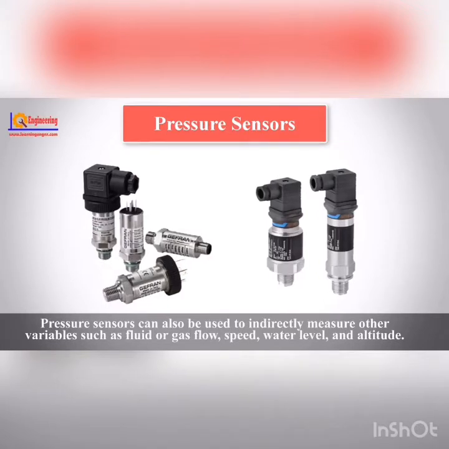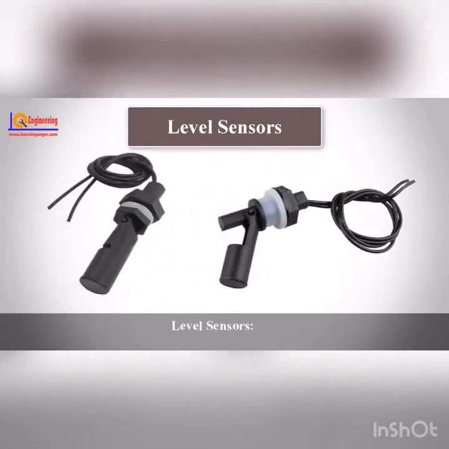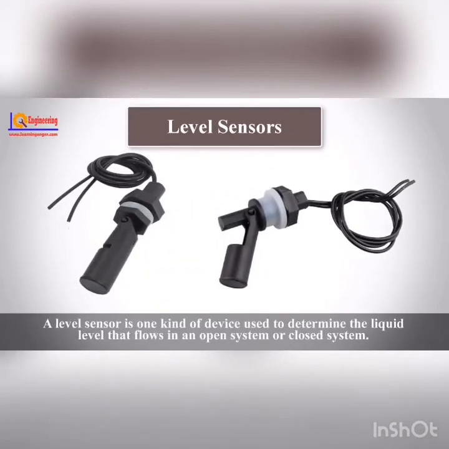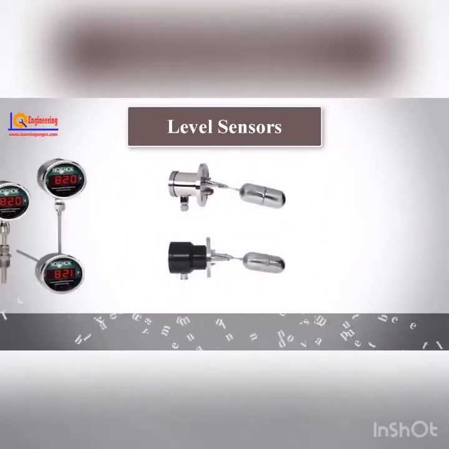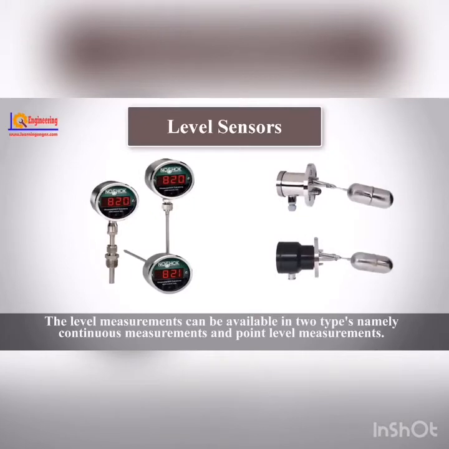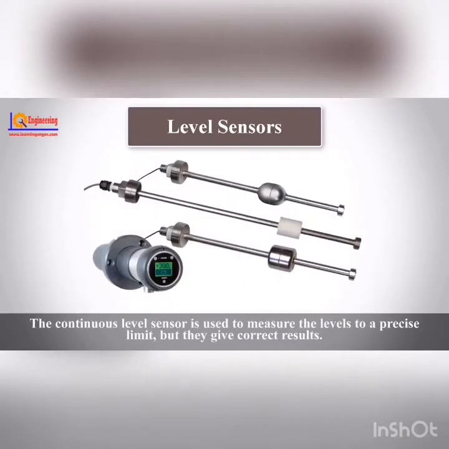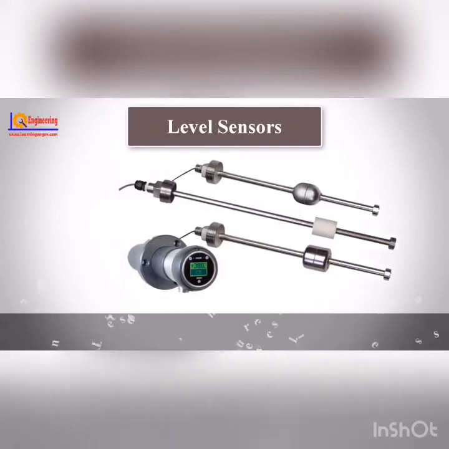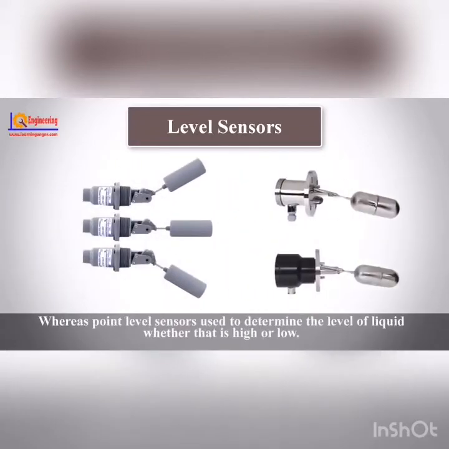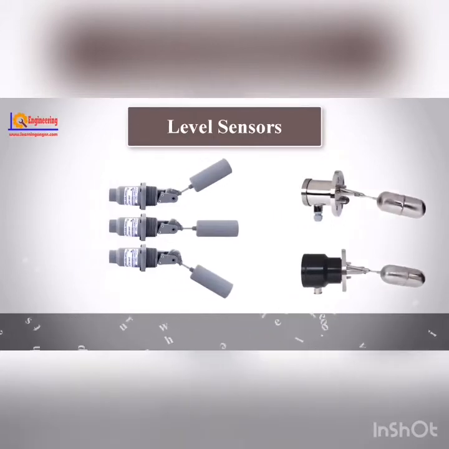Level sensors. A level sensor is one kind of device used to determine the liquid level that flows in an open system or closed system. The level measurements can be available in two types, namely continuous measurements and point level measurements. The continuous level sensor is used to measure the levels to a precise limit, and they give correct results, whereas point level sensors are used to determine the level of liquid, whether it is high or low.